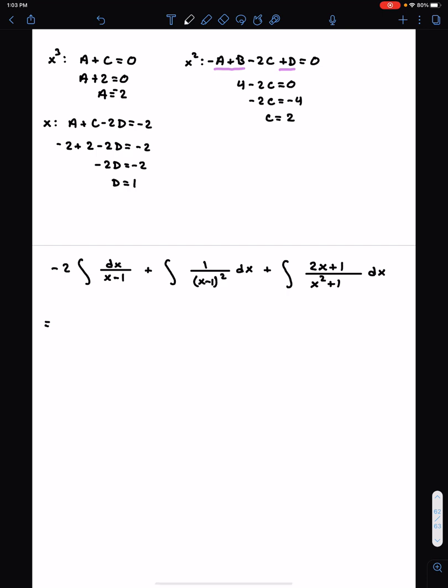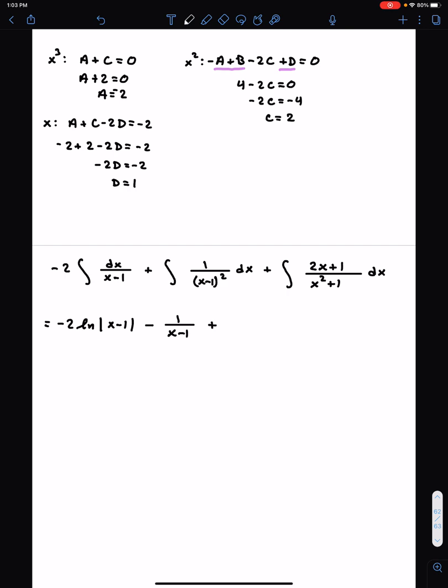So this integral is negative 2 natural log absolute value of x minus 1. The next one is a u substitution, and then power rule or inverse power rule, so 1 over x minus 1.